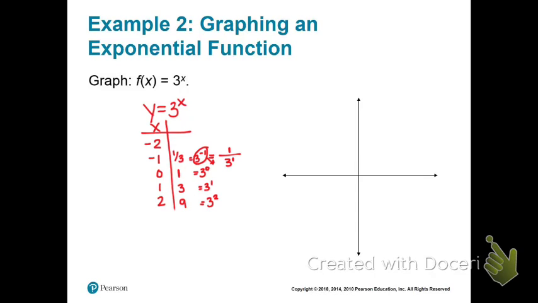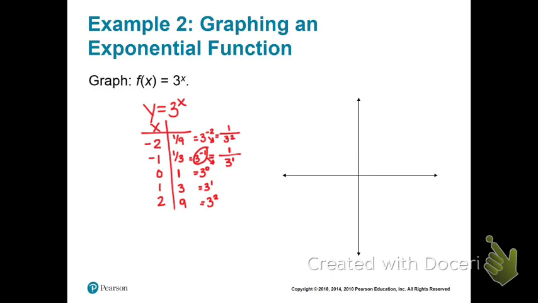So for the first one there, then, we have 3 to the -2. I've got a negative exponent, so I'm going to put it on the bottom of the fraction. So I get 1 over 3 squared, which is 1 over 9.